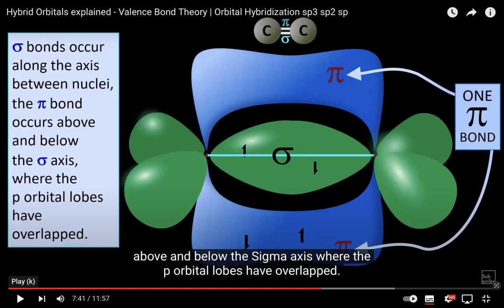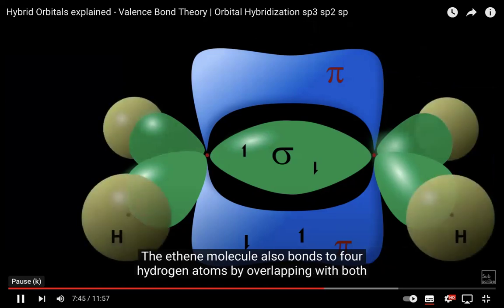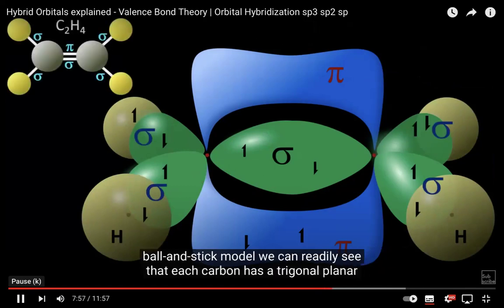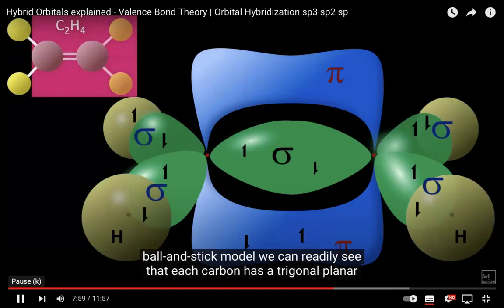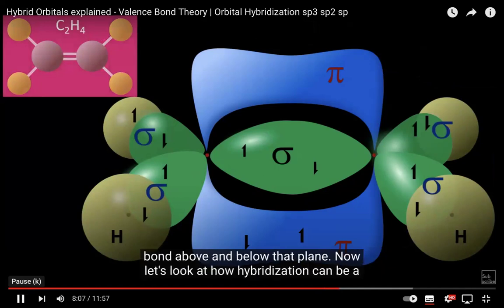The ethene molecule also bonds to 4 hydrogen atoms by overlapping with both carbons' other 2sp2 hybrid orbitals, creating 4 more sigma bonds. In the ball and stick model, we can readily see that each carbon has a trigonal planar geometry, and thus the whole molecule exists in a plane with a single pi bond above and below that plane.